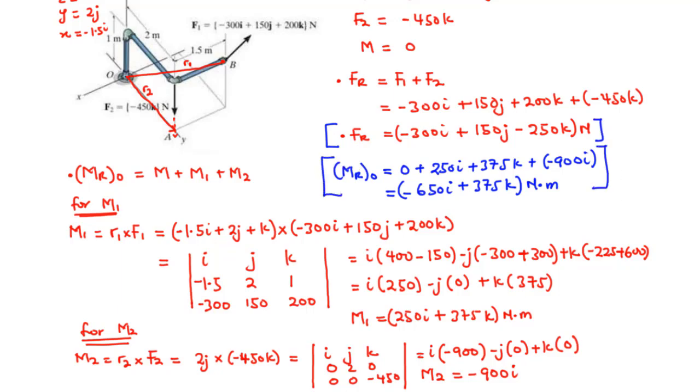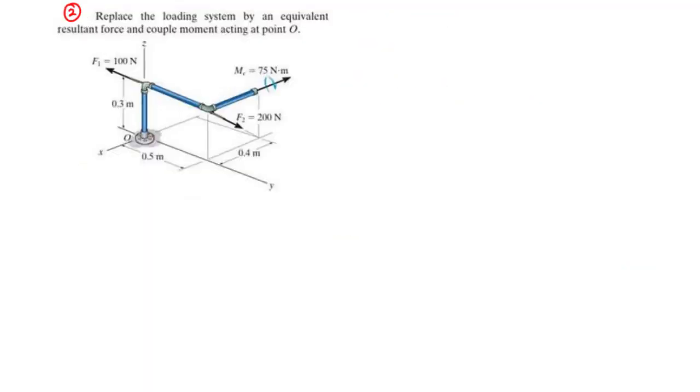Now let's move on as we solve the next example. Now for example 2, we are also going to replace the loading system by an equivalent resultant force and couple moment acting at point O. Now for this question, we are given the magnitude of the forces and the couple moment. So the first thing we are going to do is to express each of these three quantities as Cartesian vectors.